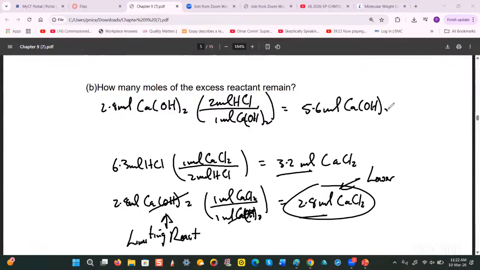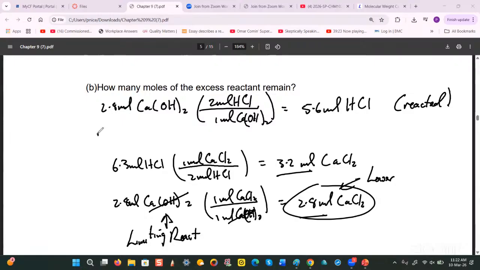Now remember, this is the amount of calcium hydroxide that reacted, right? What the question is asking for is how much of the excess reactant, the calcium hydroxide, I'm sorry, not calcium hydroxide, this should be HCl. So that represents the amount of HCl that reacted. Now the original amount of HCl is 6.3 moles. The question is asking for how many moles of the HCl remains.